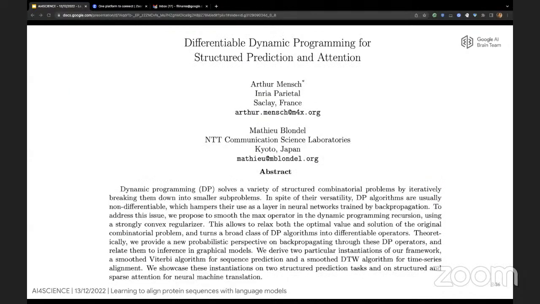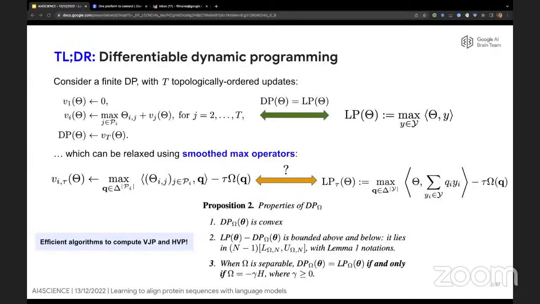And the second approach is based on regularization. It was published in ICML in 2018, and it was led by Arthur Mensch and Mathieu Blondel. And as the title of the paper suggests, here they are trying to propose a framework to relax finite dynamic programs so that we can backpropagate through their solution.